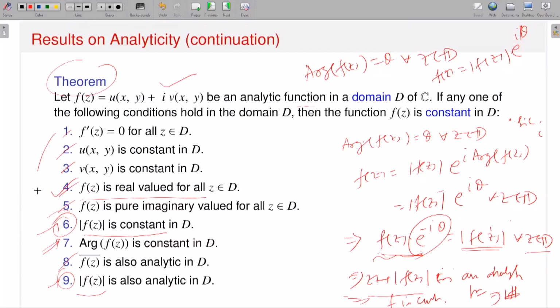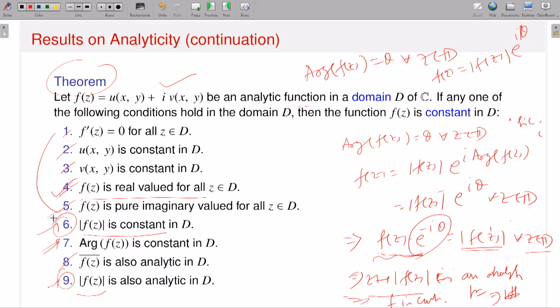Okay, so these are very basic results of analyticity. The fundamental ones are 1 to maybe 5; 6, 7, 8, 9 you can prove using 1 to 5. And to prove 1 to 5, what have I used? I have just used that f is an analytic function. That means my function is differentiable. The necessary condition implies that it satisfies the Cauchy-Riemann equations. That's it.